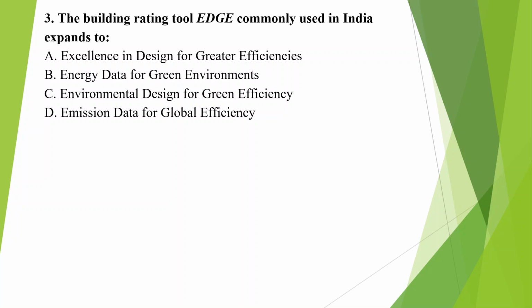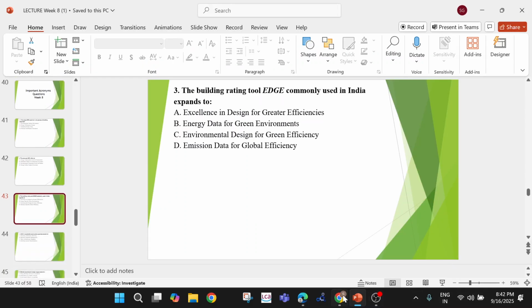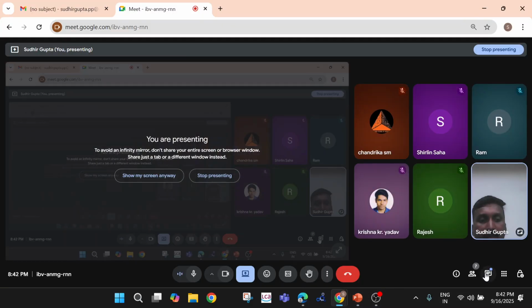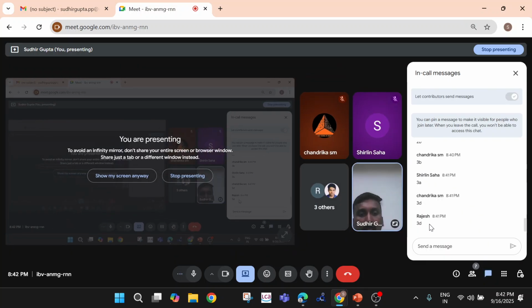3B, 3A, 3D. So different kinds of answers have been given by the students. So let me correct you all then. Whoever have answered 3D, 3B, they are absolutely incorrect.